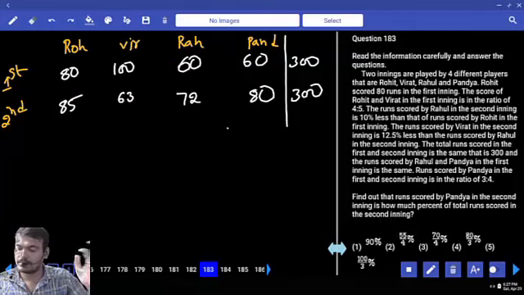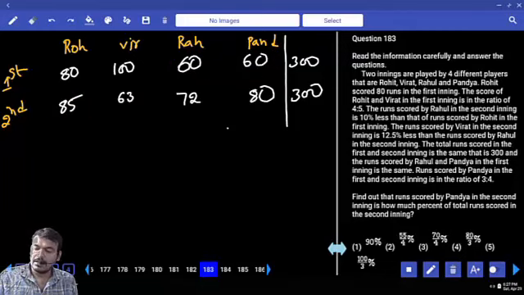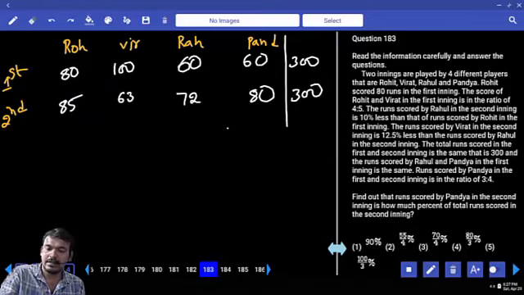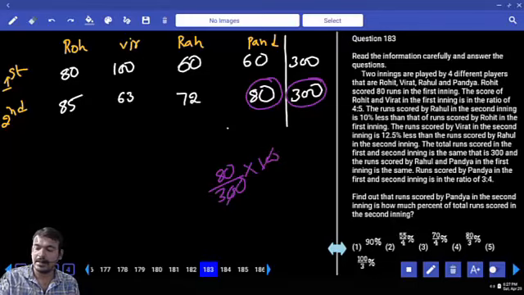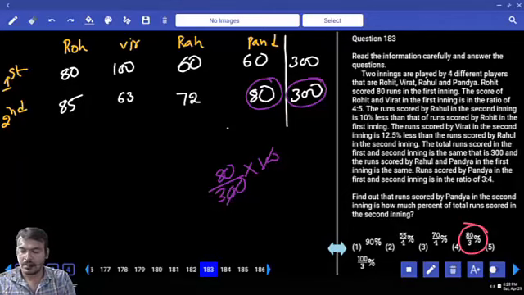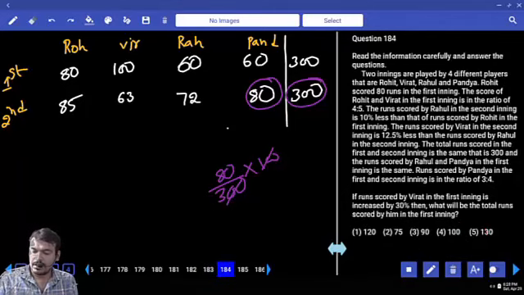Next 183. Find out the runs scored by Pandya in the second innings is how much percent of the total runs scored in second innings? Pandya in second innings, 80. It is what percent of 300? Means 80 by 300 multiplied by 100. What is the percentage? 80 by 3. Which option? Fourth one.